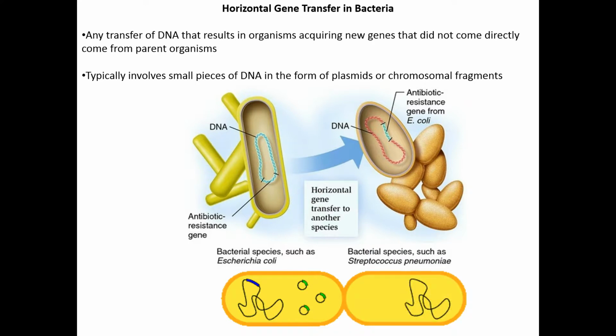Here we're talking about horizontal gene transfer between bacterial cells. It can be between bacterial cells of the same type or between bacterial cells of two different species, or even genera. Usually this involves plasmids or parts of the nuclear bacterial chromosome.